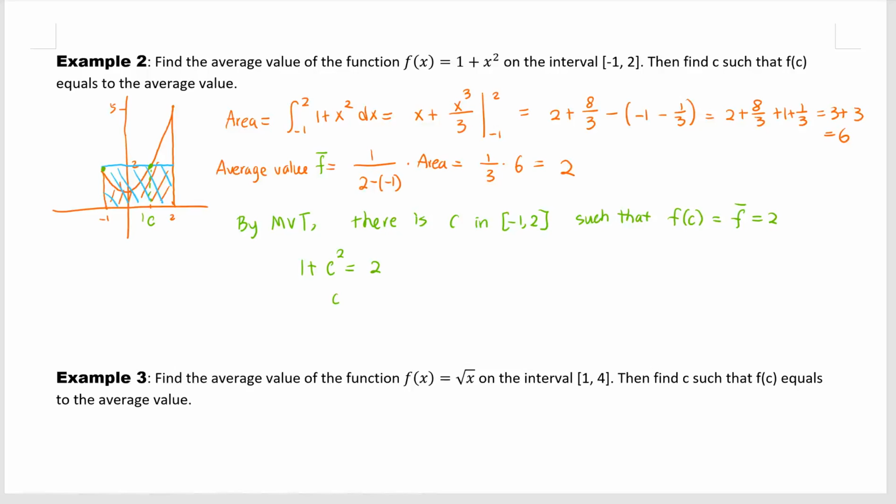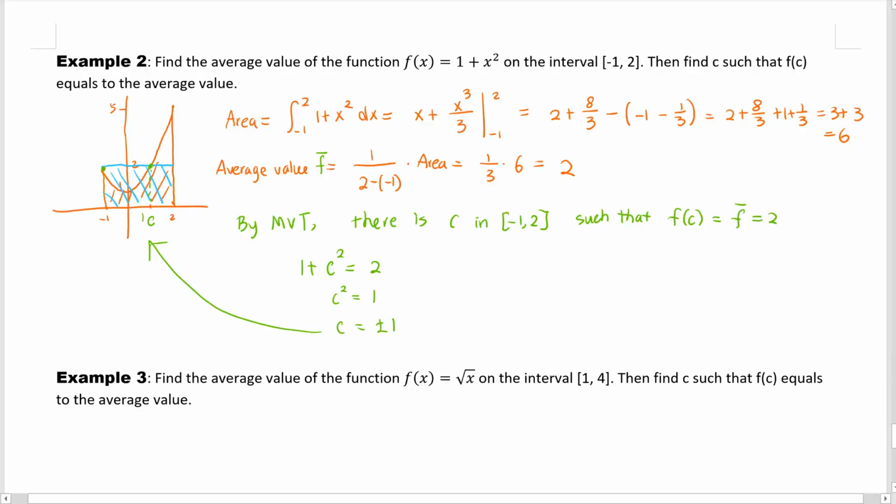Solve for c. Let's subtract 1 from both sides, and then take the square root. When we take the square root, we get plus or minus 1. That's exactly what we get from the picture, right? So here are the c values such that f of c equals the average value, and it matches our picture. Yay! So far so good, everybody.